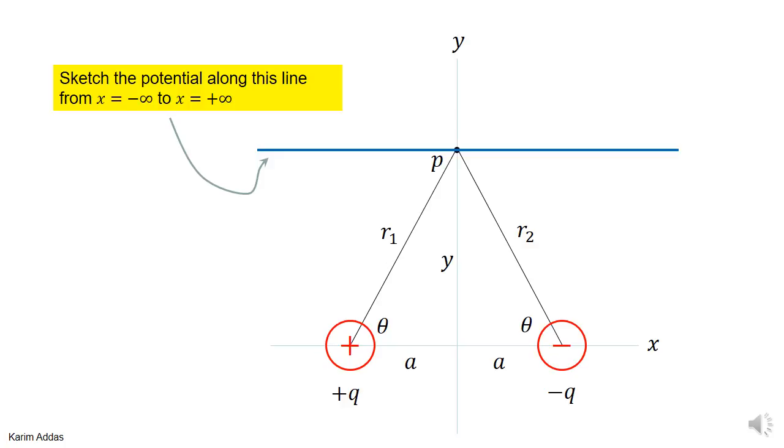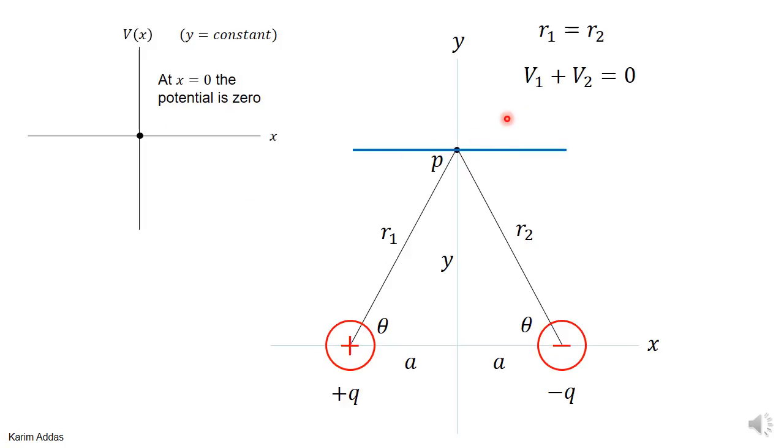If you try to just think about it intuitively, try to sketch what the potential looks like as you move along this line. This line is parallel to the x-axis, and it has the same y-coordinate as point P. What would the potential look like? I'm going to plot the sketch over here of the potential along this line.